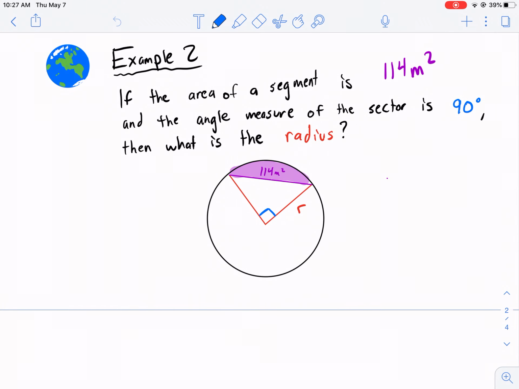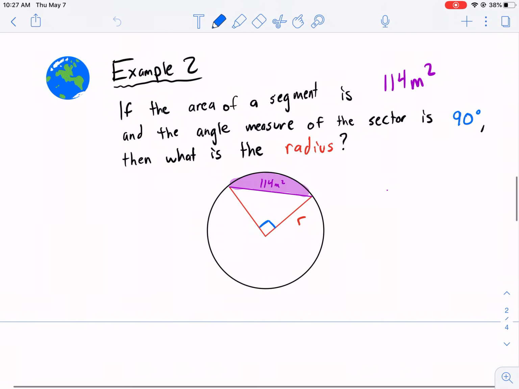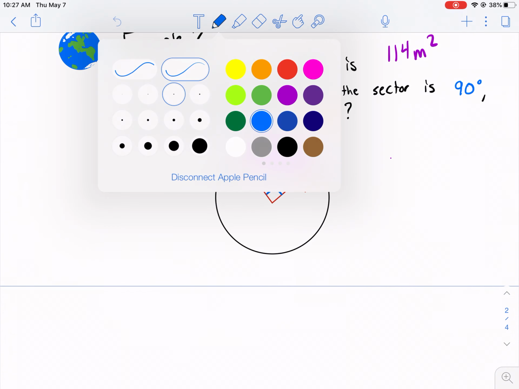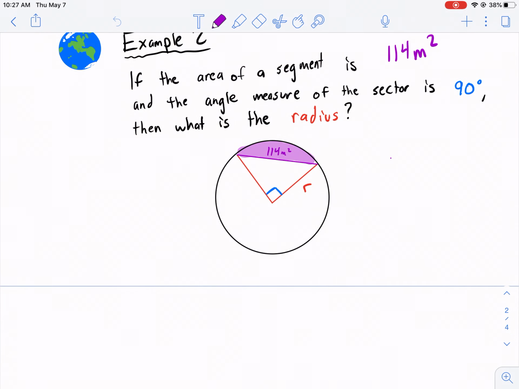So this example is: if the area of a segment is 114 meters squared and the angle measure of the sector is 90, then what is the radius? The first thing we should probably do is set this problem up. We need a game plan. As with any kind of big problem, once we break it down into components, it's easy to plug in and then go from there.